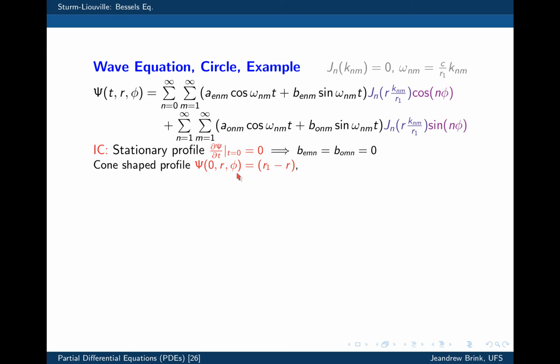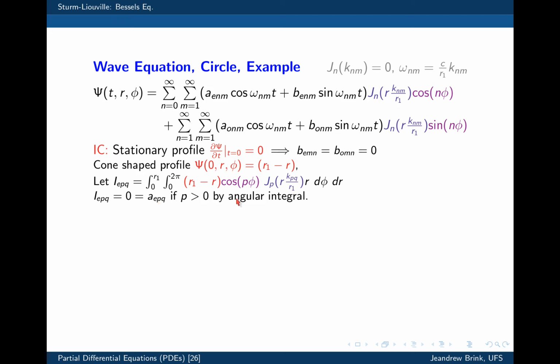Okay, so now you have R equals R1, and you go about it almost systematically. You compute this, what a lot of people call overlap integrals. It's simply how your initial condition is projected onto your various basis functions, which I showed you last time. So you compute this integral. As I said previously, J is a function just of R, so the cos of P phi integrated from 0 to 2 pi is just 0 unless P is 0. So you immediately get that all these coefficients are 0, so A_PQ is 0 for P greater than 0, by the angular integral.